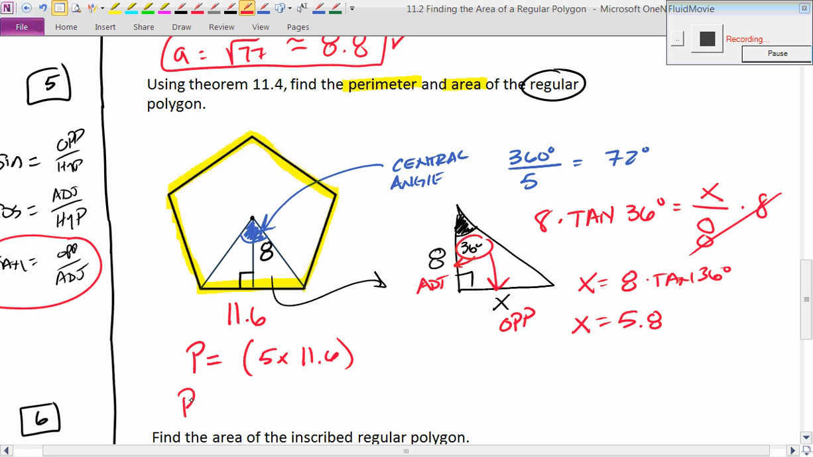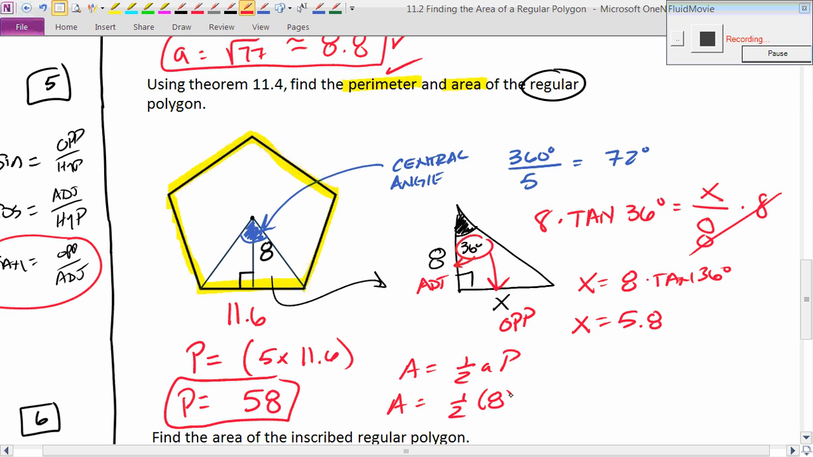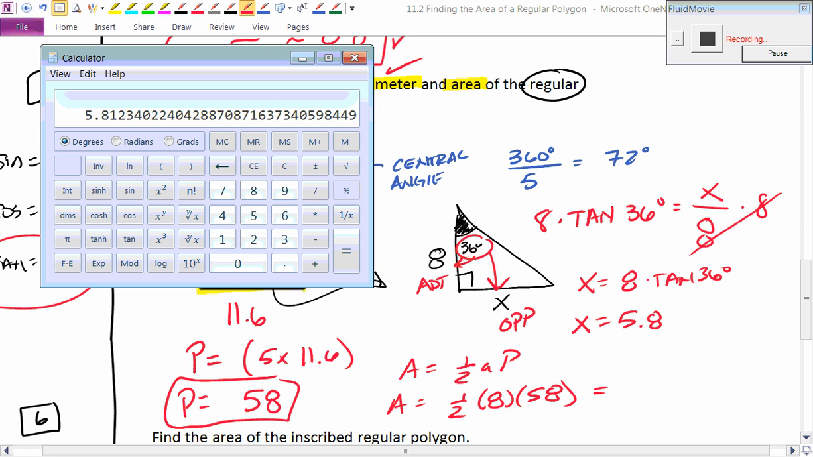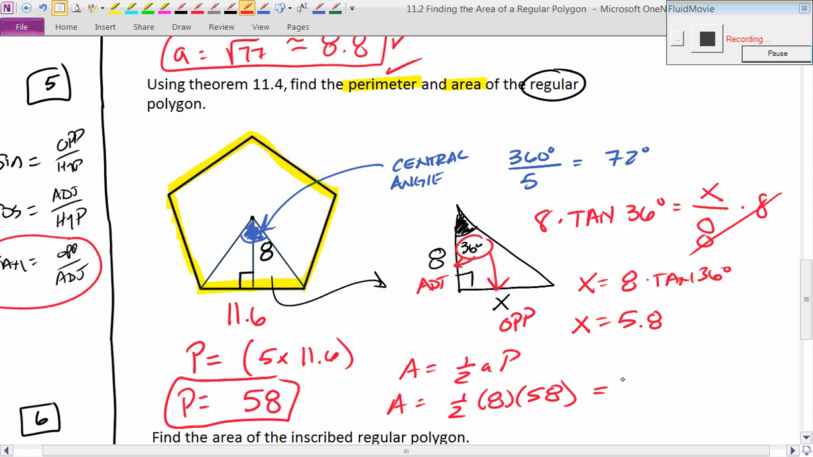So the perimeter is, someone do that for me. What'd you get? 58? Exactly? All right, so the perimeter is 58, and now I need the area. Area is 1/2 the apothem times the perimeter. So the area must be 1/2 the apothem is 8. The perimeter is 58. So the area must be, what's 8 times 58 all divided by 2? Let's do that. 8 times 58 all divided by 2, 232. 232 units. All right.